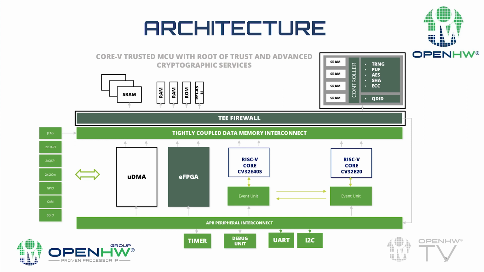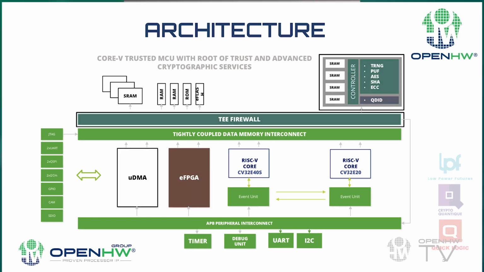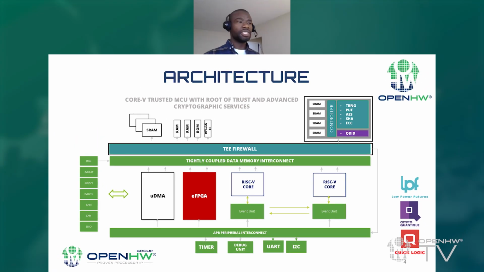In the top right corner, we have the security engine. This is a security subsystem with root of trust and advanced cryptographic services to ensure security across the system itself. As you can see, the security engine includes both symmetric and asymmetric cryptographic services. It also includes a fully digital physical unclonable function and the CODED for quantum-driven identification, for both chip identification and secure key management.